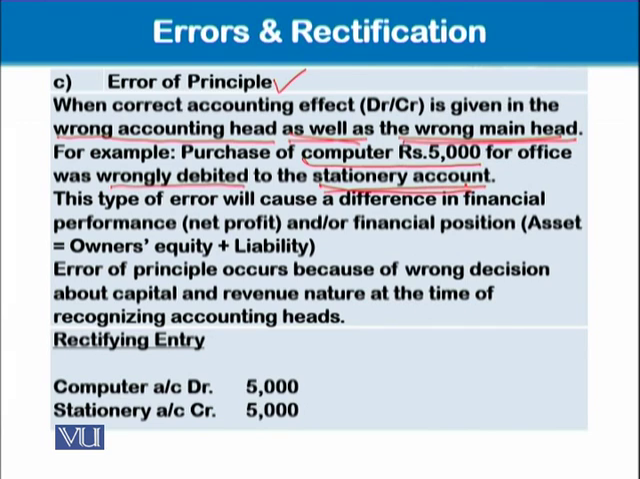So computers are asset and stationery is expense. So instead of debiting the computer asset, we debited to the stationery expense. So expenses will be overstated, which will reduce our profit, and assets would be understated. So this is something which will affect our financial performance as well as the financial position.